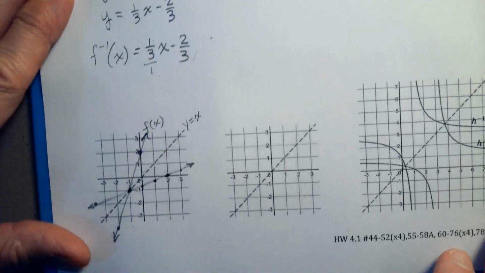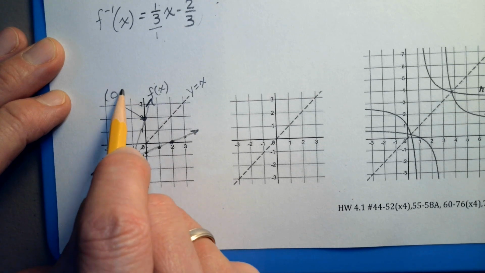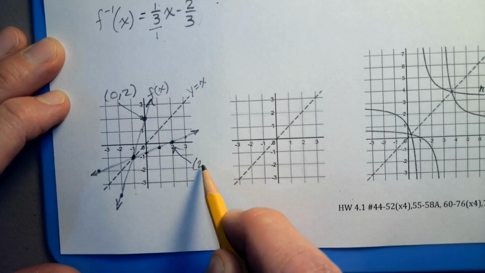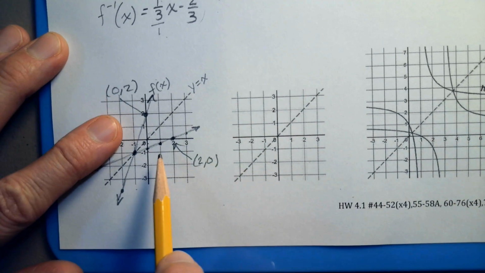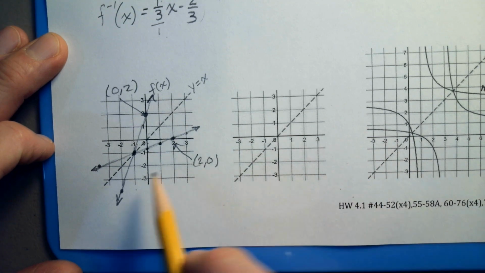And also notice, let's look at a couple points. This point was (0, 2). Notice on the inverse, we have (2, 0). Right? That's not a coincidence. The x's become the y's, and the y's become the x's.